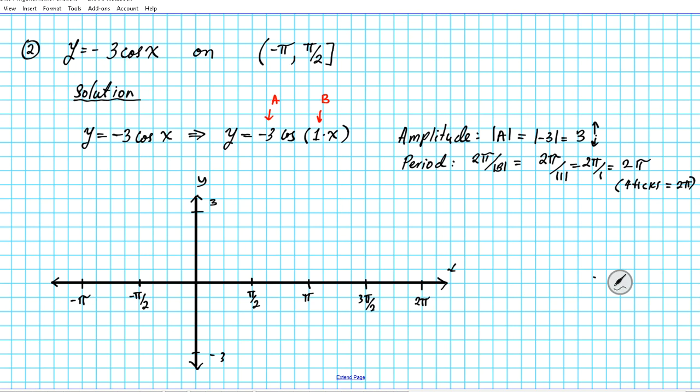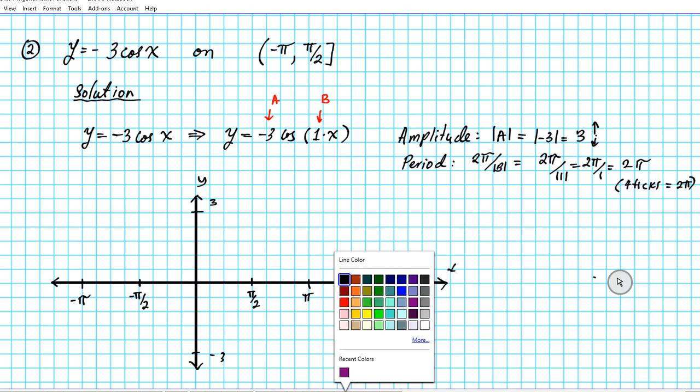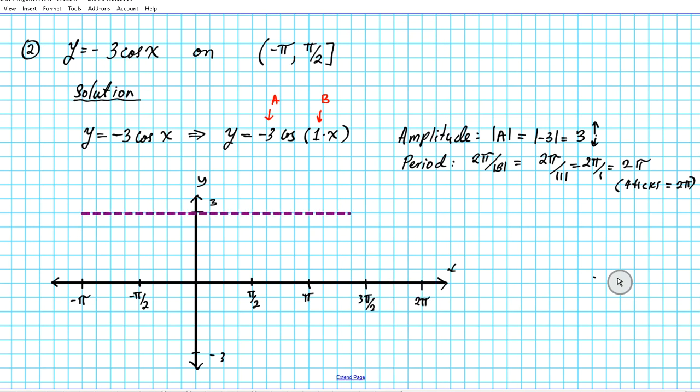So there goes our maximum and minimum displacement from the central position. What we're going to do now is give ourselves a visual so that we do not exceed the limits of this function. So let's give ourselves the visual constraint as to what the maximum is. That's the highest point that the graph is going to go to, and then the minimum is negative 3.